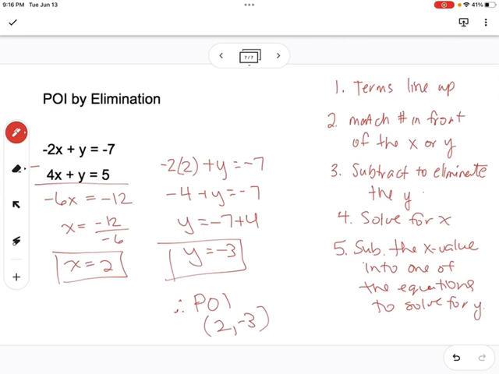Okay. So these are different types of questions that you will see for your linear relations unit. If you have any questions, please let me know.